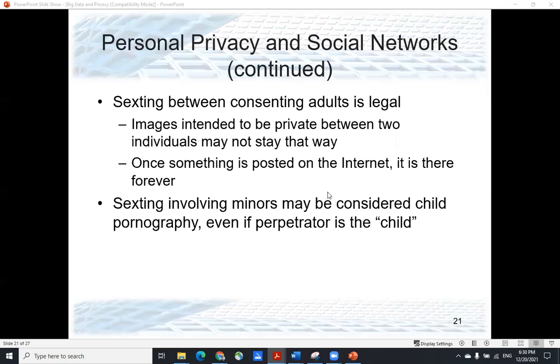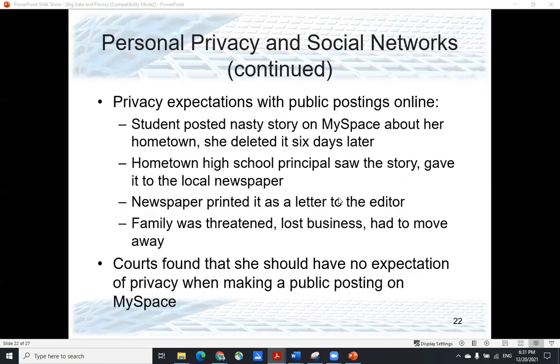Again, sexting between consenting adults is legal, and the image is intended to be private between two people, but it doesn't mean it's always going to stay that way, right? How many times do you hear of stories where people communicate privately, but then that private communication ends up leaking to other groups and other places? So you have to be really careful with that when you take actions online, whether on social media sites, blogs, or websites, any comment, anything you post.